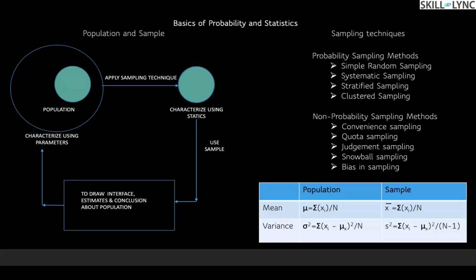Stratified sampling. Simple random sampling and stratified sampling are used in the majority of organizations. Systematic and cluster sampling are generally not used as much as simple random sampling and stratified sampling are used in different organizations. So what is stratified sampling?